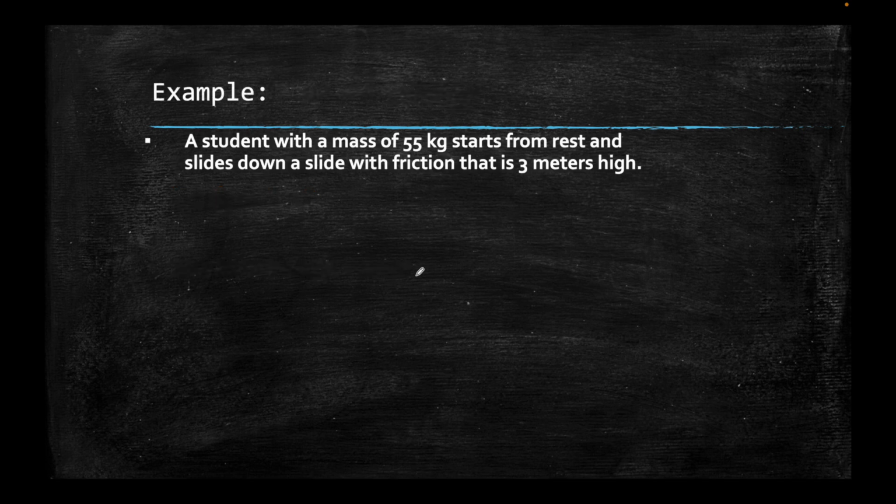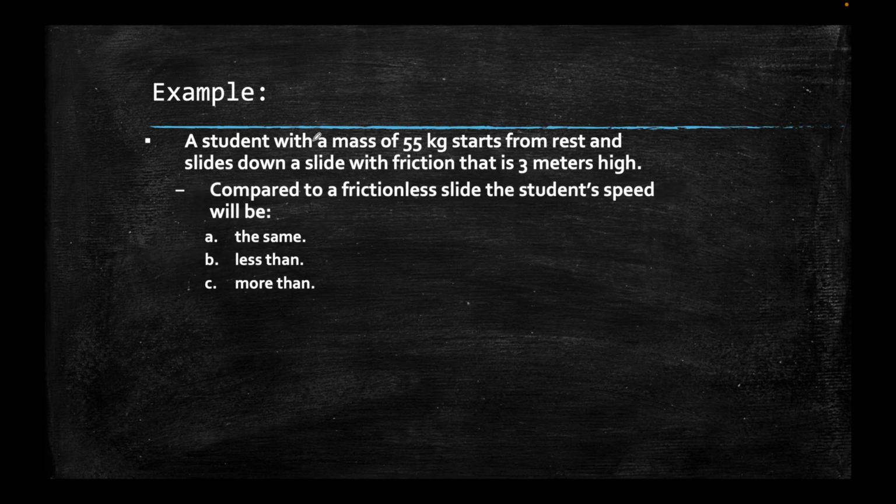Another example here: a student with a mass of 55 kilograms starts from rest and slides down a slide with friction that is 3 meters high. So there is friction here. Compared to frictionless, what will the speed be? So if I have friction, what will happen compared to without friction?